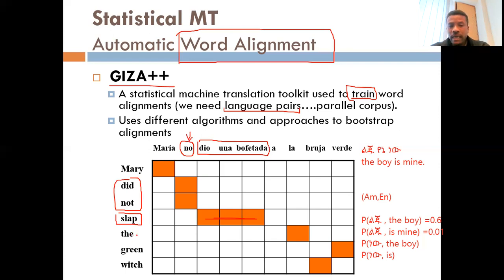As you can see, the word "dessert" is associated with la. The word "green" is associated with verd, and the word "which" is associated with bruja. What does it mean? Whenever you have the word "which" in English, the target language has bruja. So what does it mean? There are sentences which do not have "green", which do not have "slab", which do not have "did not", but having "which" is also associated with bruja in the target language. And this is what we call word alignment.